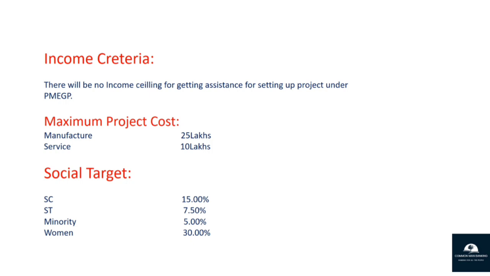And the government has fixed a particular target for the target communities. So if 100 loans are given in a particular district, the government has fixed this much percentage as coming from the targeted groups. That is the quota-wise applicant percentage. SC applicants percentage is 15%, ST is 7.5%, minority is 5%, and women is 30%.